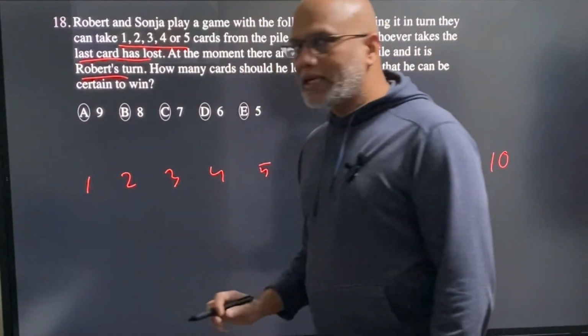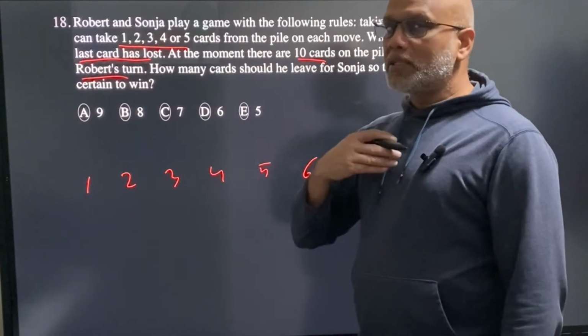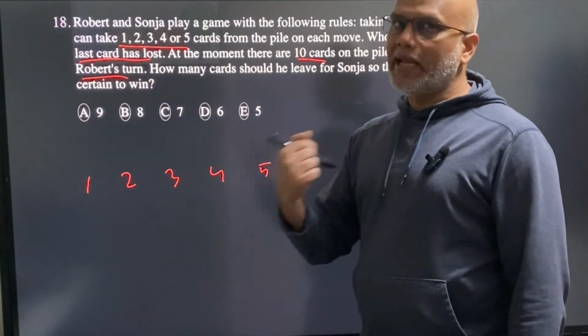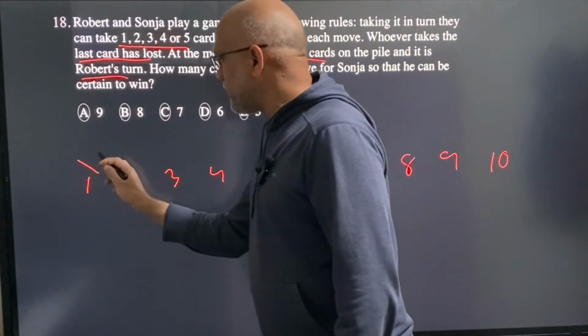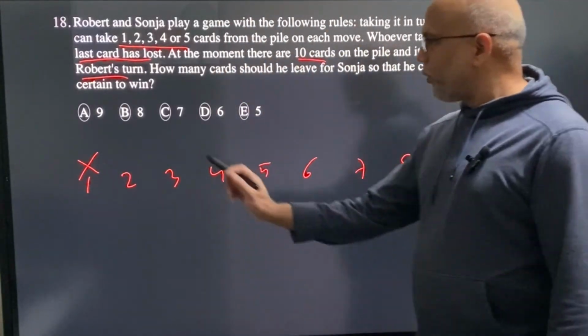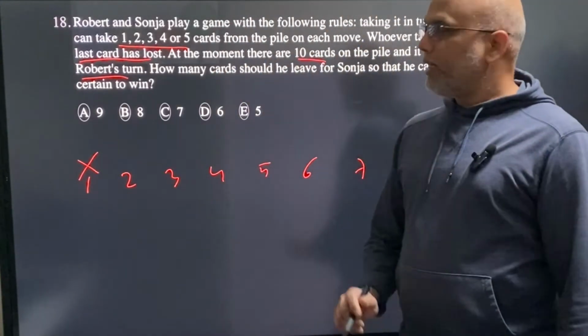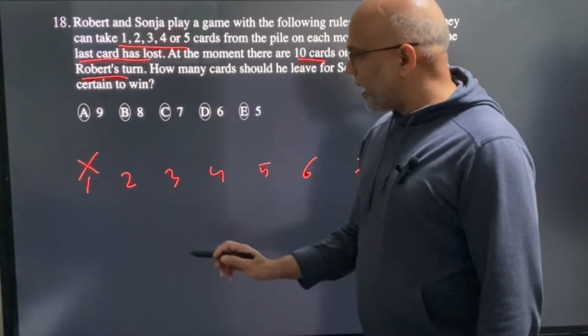If there is only one card remaining on the stack when it is my turn, I have to take that card and I lose. So this is not a winning number for me, this is a losing number for me. When there are only 2 cards on the pile, I can choose to take one card, right?